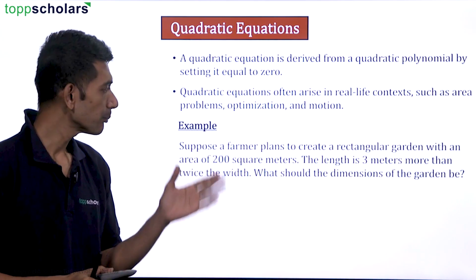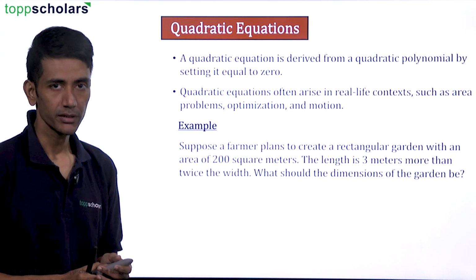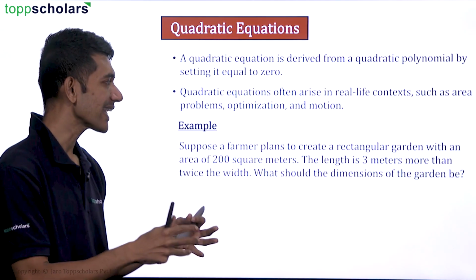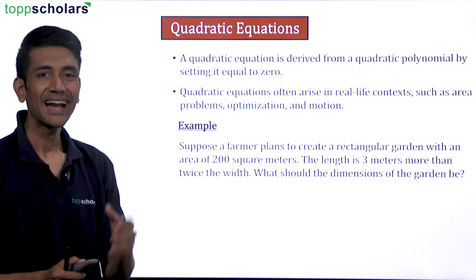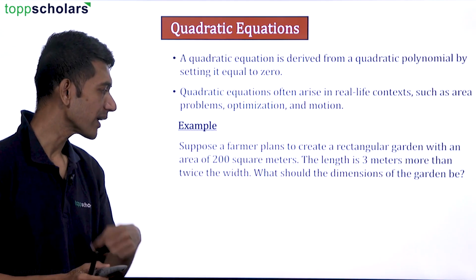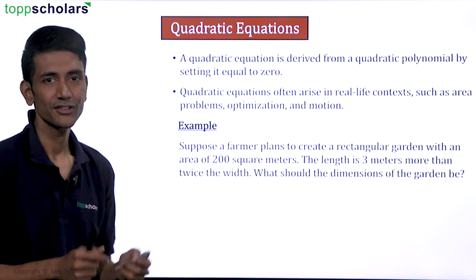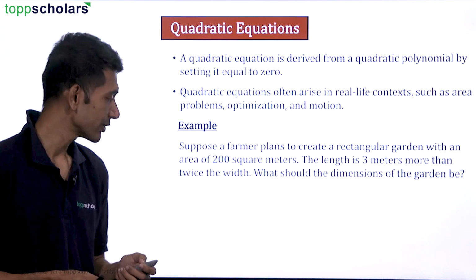Suppose a farmer plans to create a rectangular garden with an area of 200 square meters, and the length is 3 more than twice the width. What should be the dimensions of the garden? This is the question. Such types of questions are solved with the help of quadratic equations as well.